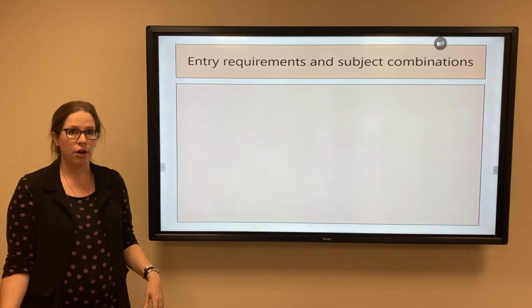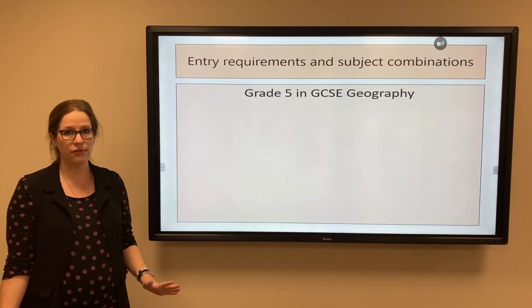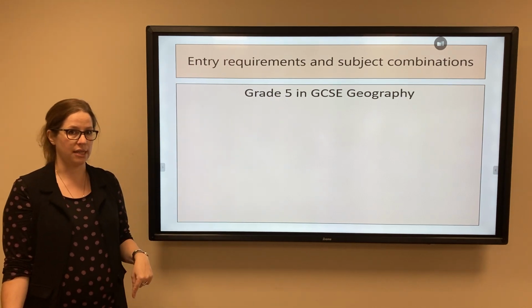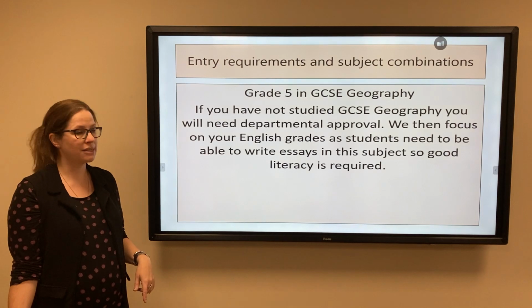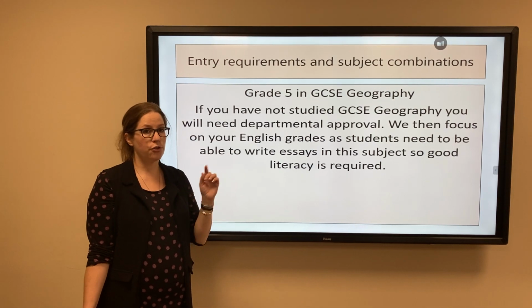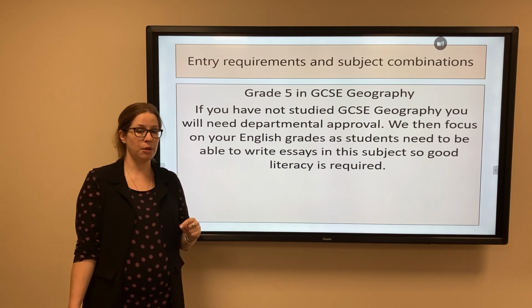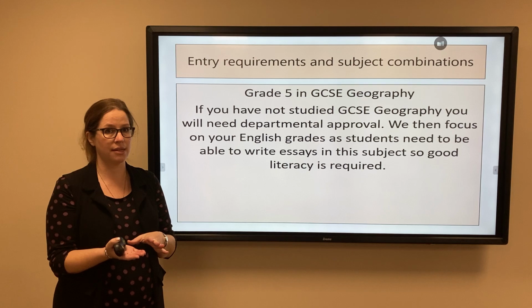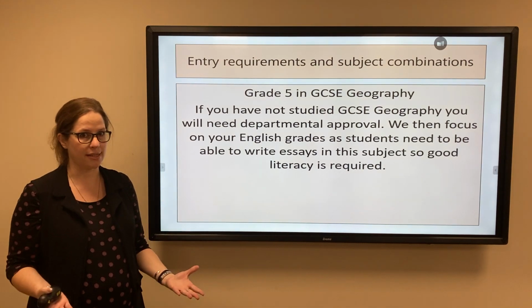In terms of entry requirements, you need to get a 5 at GCSE to be able to do geography. If you haven't done geography GCSE, it's up to the department to make the decision, and we base the decision mostly on your English grades. The reason for that is that we expect you to be able to write essays. All of the exam questions in the exam papers are essay-based, so please don't assume geography is not an essay subject, it is.